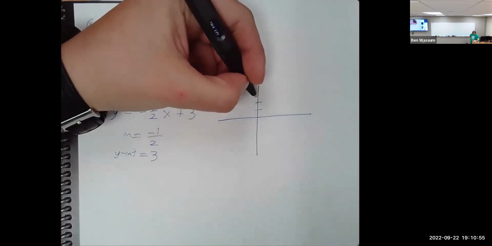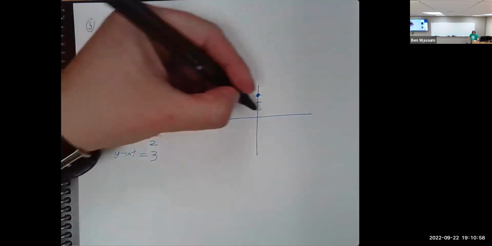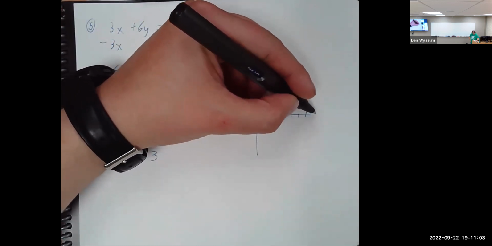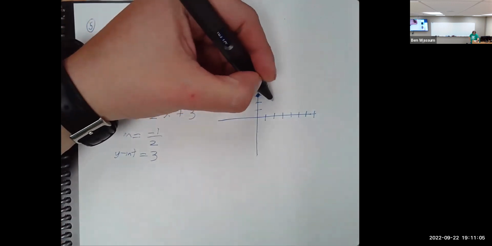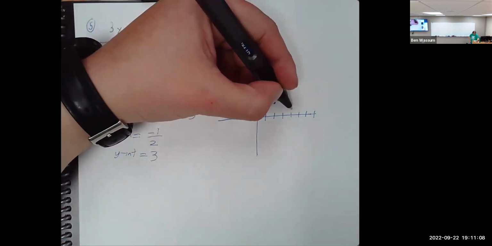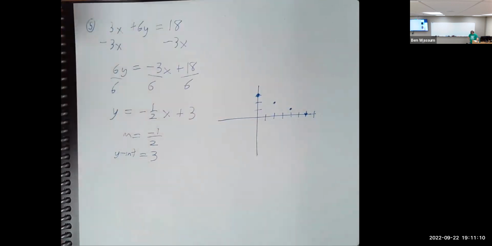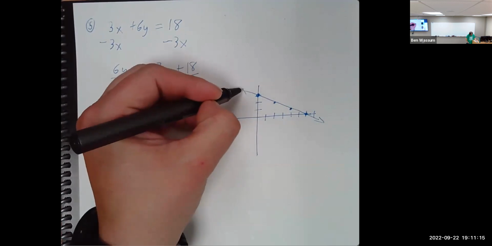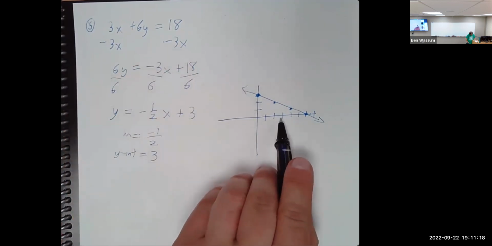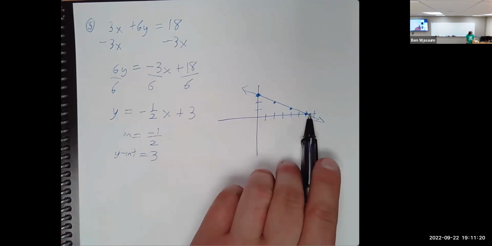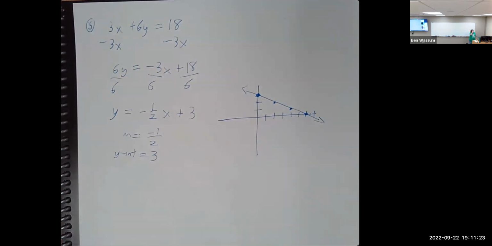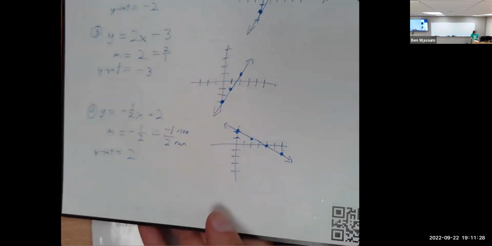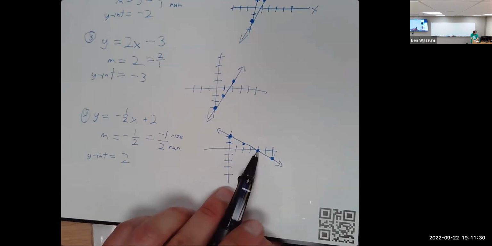So in this case, we would start up here at 3, and then we would follow the exact same setup. We would be going down 1, over 2, down 1, over 2, and draw a line between. In this case, it went through 1, 2, 3, 4, 5, it went through the point 6, 0. Whereas if you look at our last one, same shape, but this one went through 4, 0.